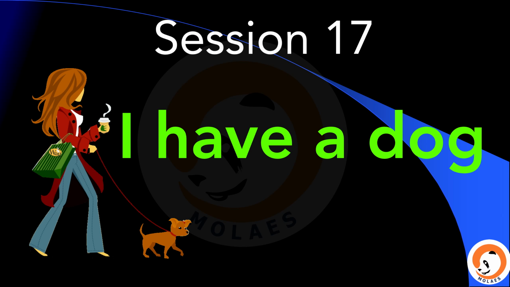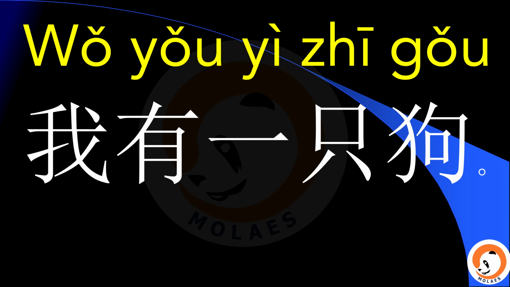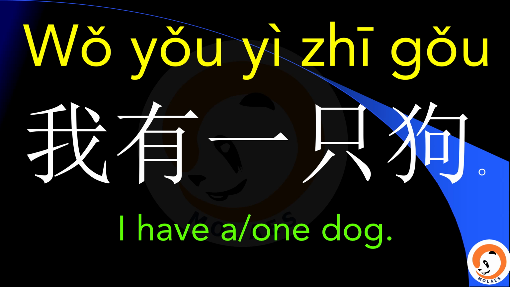Session 17. I have a dog. 我有一只狗。I have a or one dog. 我有一只狗。There is no articles an, or the in Chinese. We use one instead.